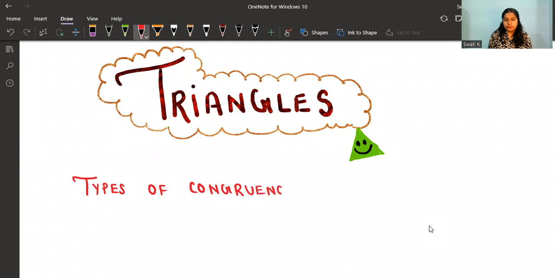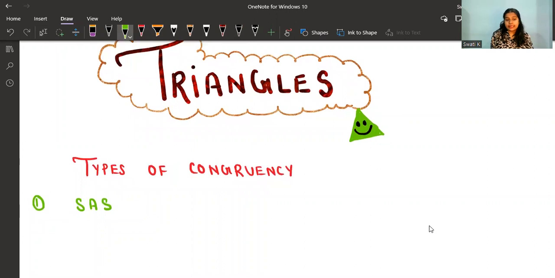As you know, the two triangles are said to be congruent when their corresponding sides are equal and corresponding angles are equal. But we have certain types of congruency. Let's discuss that in detail. So the first one is SAS. What is this SAS? The word is self-explanatory here. We can write down this as side, angle, side. S side, A angle, and S side.